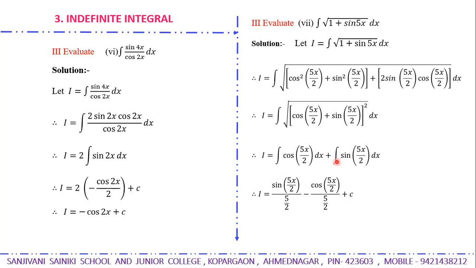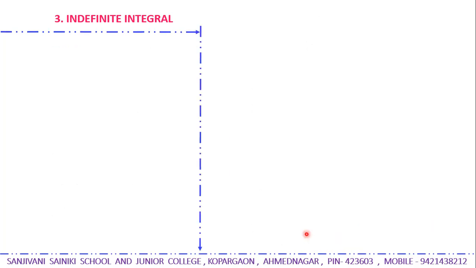So integral of sine 5x by 2 is minus cos 5x by 2 upon 5 by 2. The integral of sine ax is minus cos ax upon a. Use that formula and just simplify. I is equal to 2 by 5 sine 5x by 2 minus 2 by 5 cos 5x by 2 plus c. You can take 2 by 5 common, no problem.